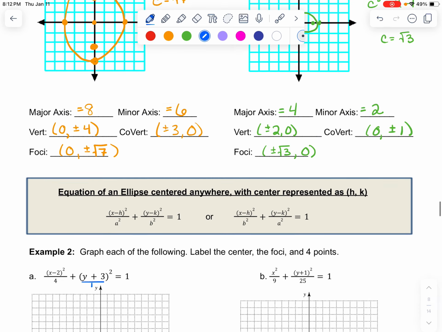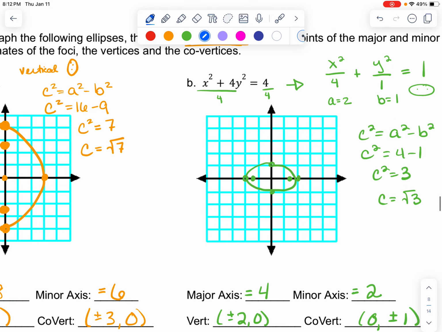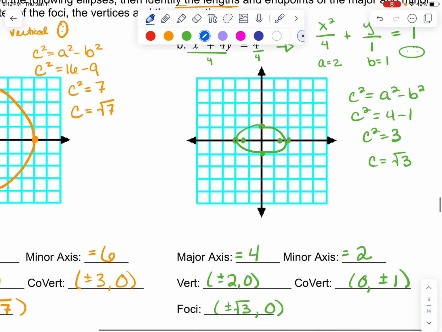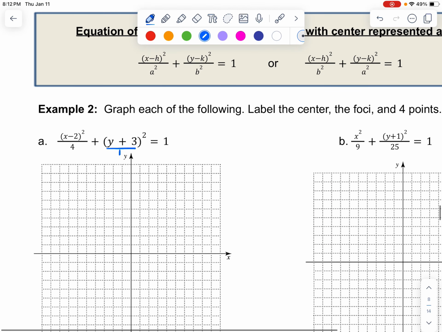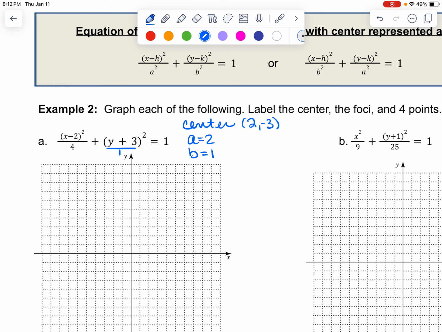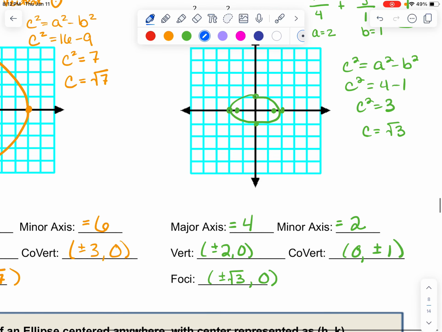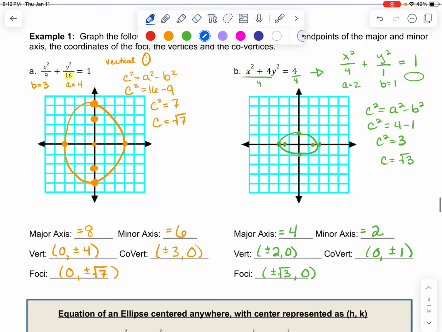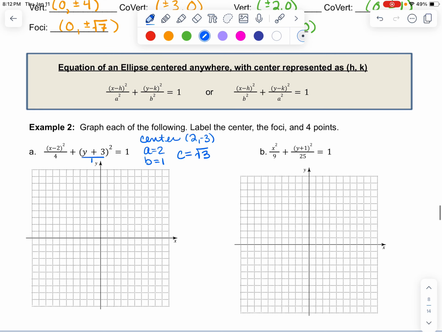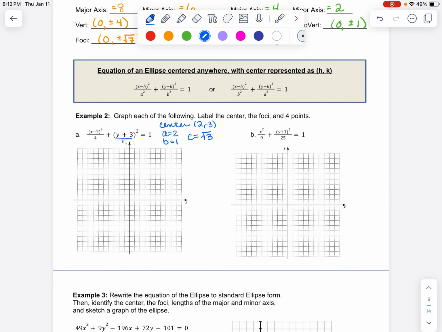So this is going to be really similar to this one, right? Over 4, over 1. The only difference is it's going to be centered at the point 2, negative 3. My a value is 2. My b value is 1. We already did the work up above. My c value is the square root of 3. But we could work through it if we needed to, right? C squared equals a squared minus b squared. And I think I'm ready to graph.